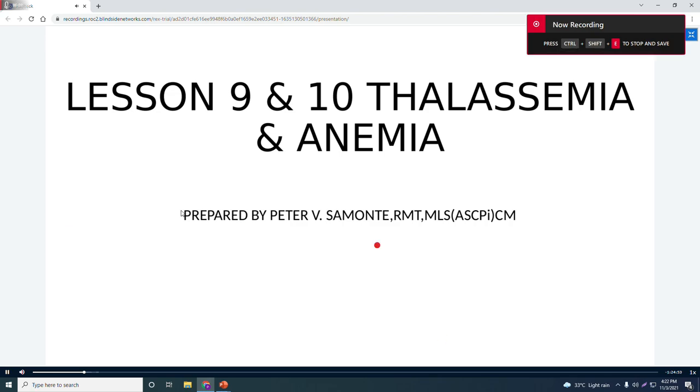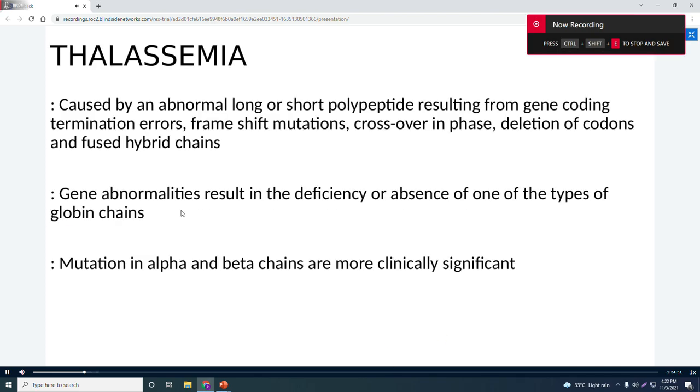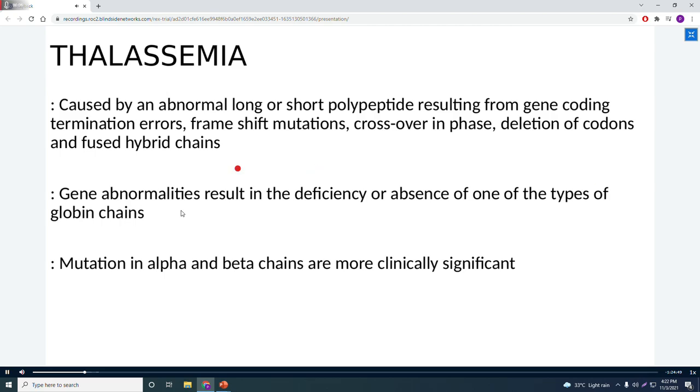Lesson 9 and 10, thalassemia and anemia. So your thalassemia class would refer to abnormal long or short polypeptide chains resulting from gene coding termination errors, frameshift mutations, crossover in-phase and deletion of codons, and fused hybrid genes.